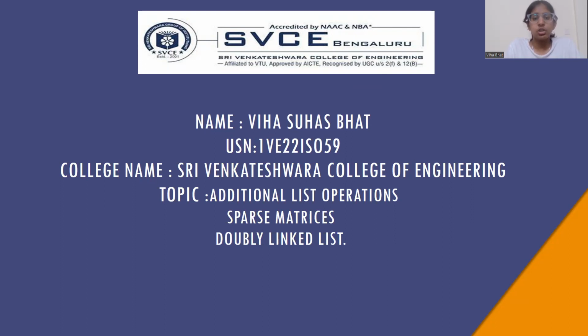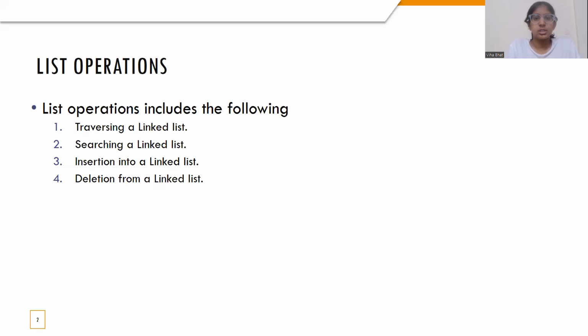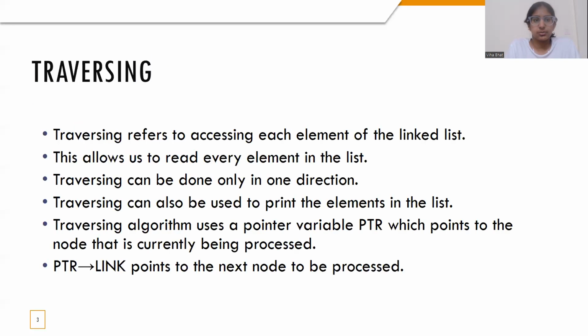1V22IS059. Today we're going to talk about additional list operations, sparse matrices, and doubly linked lists. So what are list operations? Any operations that can be performed on a given list are known as list operations. They can be of four types: traversing, searching, insertion into the linked list, and deletion from the linked list.